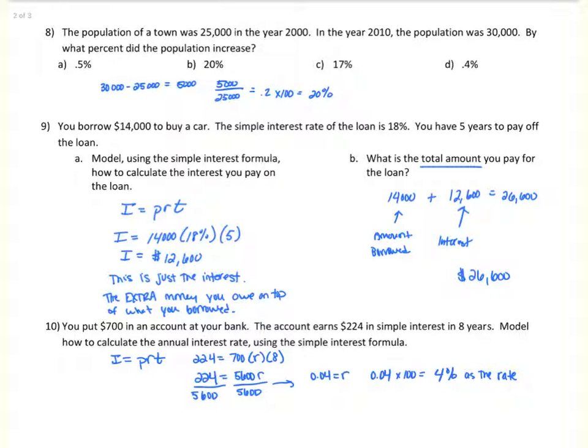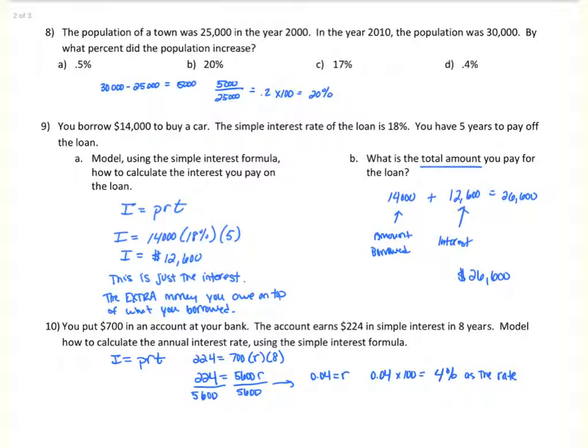Number 9, you were supposed to model how to find the simple interest. Okay, not explain, just model. So PRT, once you multiply things, I know people were making the mistake of not putting that percent in their calculator, and they got a bigger number than what they should have. So you end up getting 12,600. Now, guys, this is the interest amount. That's not including the amount that you borrowed.